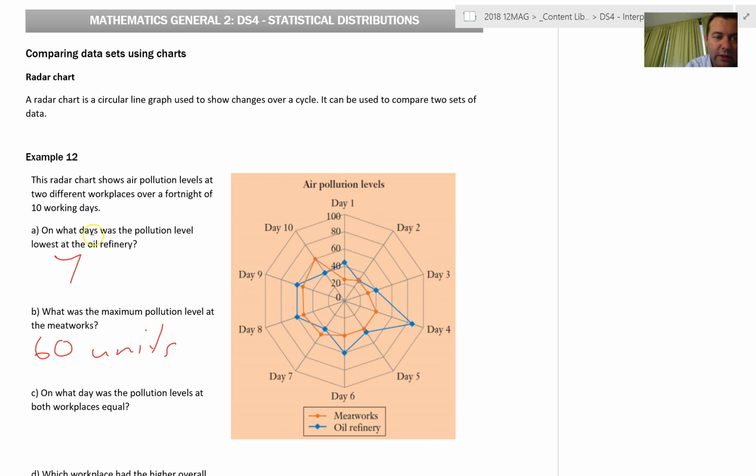Read the question carefully. On what days, what was the maximum pollution, right? On what day was the pollution levels at both workplaces equal? Where do those things line up? Somewhere between day 10 and day 1. See, that's silly. 10 and 1. What's going on there? Day 2. Anywhere else? Pretty close here, but not the same. Day 2.